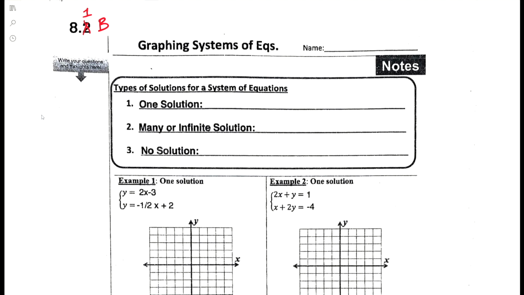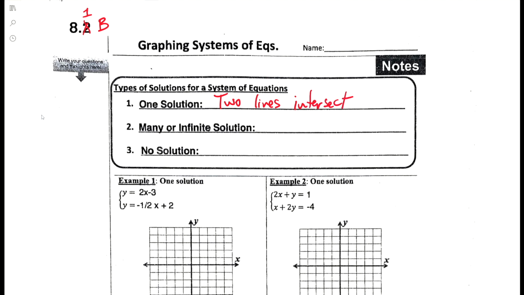And so there's three types of solutions you're going to see with a system of equations. The first type, the regular type, the type we expect the most often, one solution, is when the two lines intersect or cross each other.